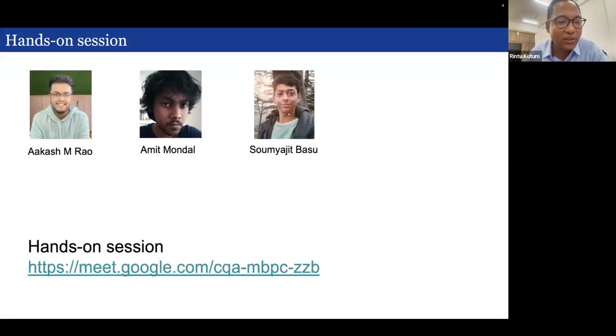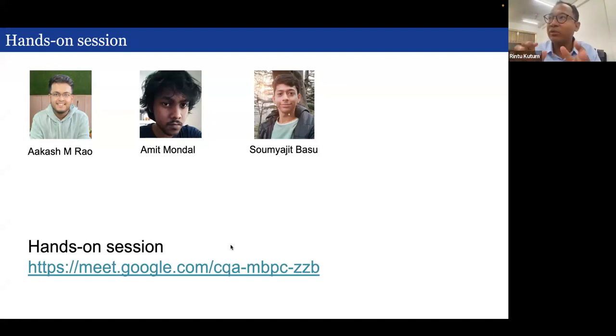For the hands-on session, I would request you all to come to this Google Meet link. I hope the organizers have shared the link. First we will start with Amit's hands-on session, where Amit will demonstrate how you can load a high resolution whole slide image on your local system. Then Akash will show how to go from megapixel or gigapixel data to patch level image generation, and also how we do the stain normalization. Those are part of the hands-on session.